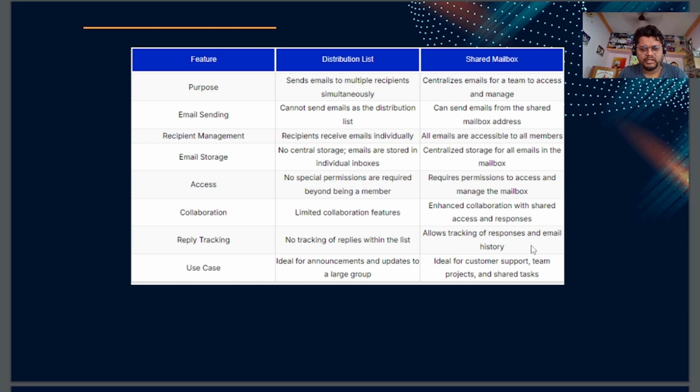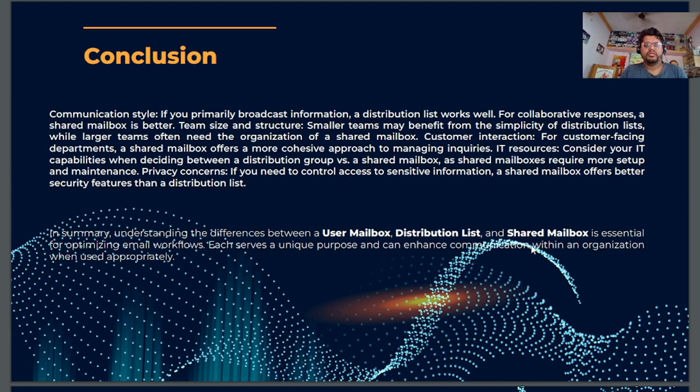However, the DL is for the announcement or broadcast of a message to pass some information to a group of users. So finally, the conclusion here comes to where we need to use a distribution list. It is for the broadcast communication style. For collaborative responses, we use a shared mailbox. If we have to broadcast a message, we use a DL, and for collaborative responses, we use a shared mailbox.